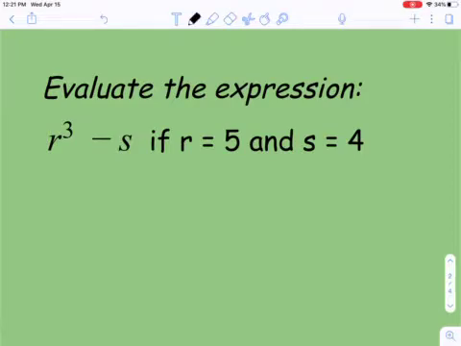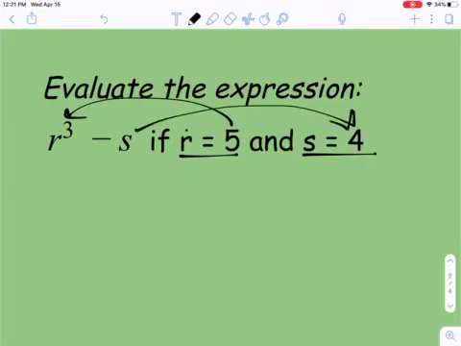So let's do that with this first problem. It tells us R is 5 and S is 4. So wherever you see R, we're going to put 5 in, and wherever you see S, we put 4. Let's rewrite this. It will be 5 to the third minus 4. I'm not going to use parentheses because it's not negative, and also because there's only one of them. So this problem is almost done. All we need to figure out is how to deal with this 3.